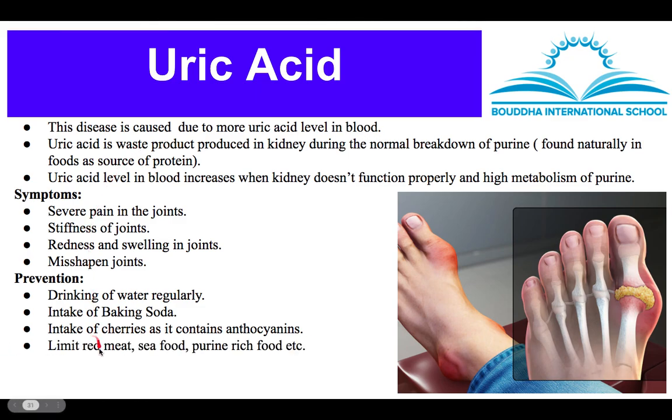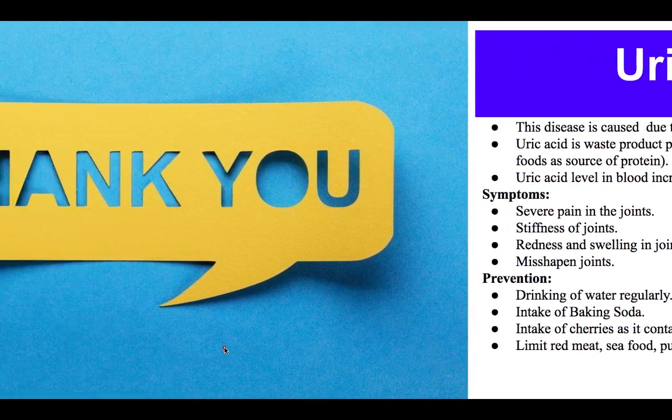And we should limit the intake of red meat, seafood, and protein-rich food. Like purine is a protein, so let's not consume any food which contains too much protein. So these are the prevention methods.